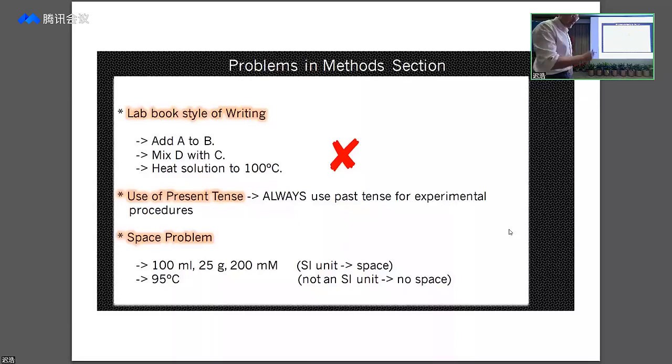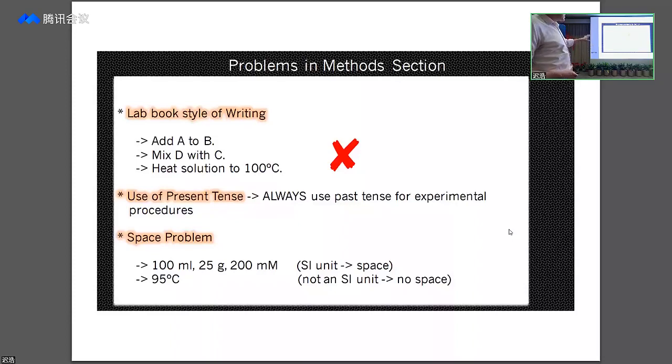But you cannot write your method section in a paper like that. You have to change this to: next, A was added to B. Subsequently, D was mixed with C. The solution was heated to 100 degrees Celsius, okay? So tense, please do not use any present tense.